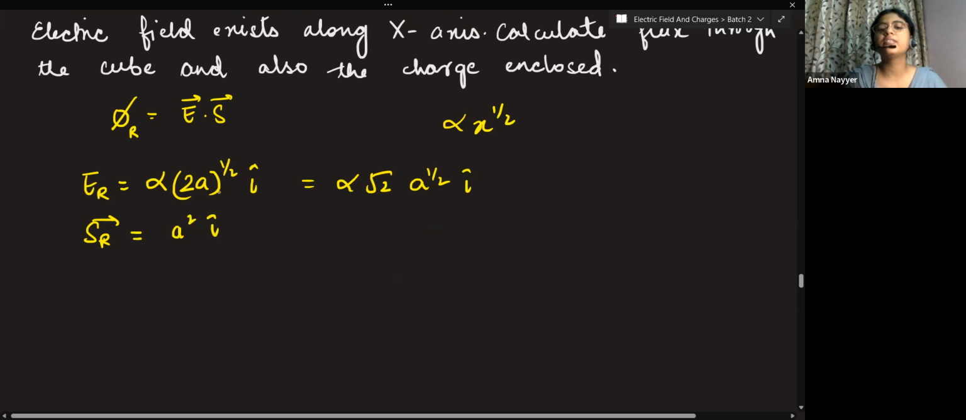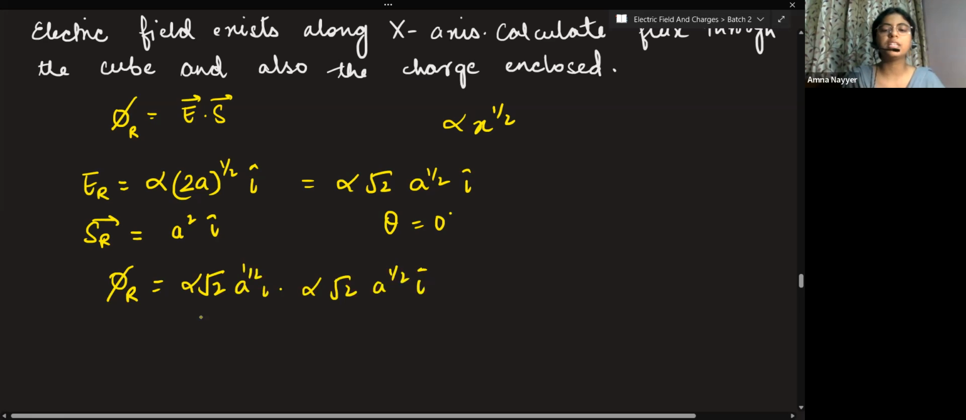Now you have the surface area with you, and you have the electric field's value with you. So what will phi be? cos theta, where theta will be 0 degrees, because both are pointing towards the x-axis, making an angle of 0 degrees between them. So cos 0 is 1, so we will simply write alpha root 2a to the power half multiplied by alpha root 2a to the power half i cap. Now i cap dot i cap is 1. So if you multiply both of them, you will get alpha root 2a, no, a square will be here.